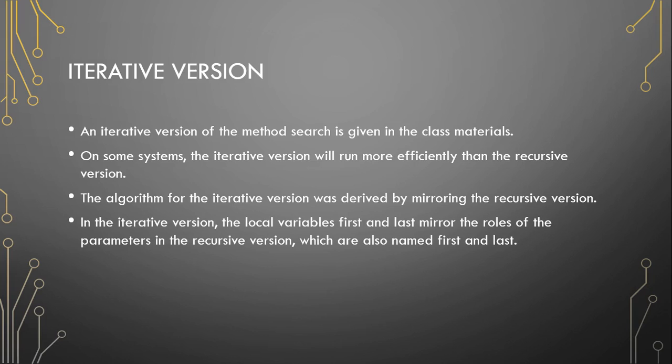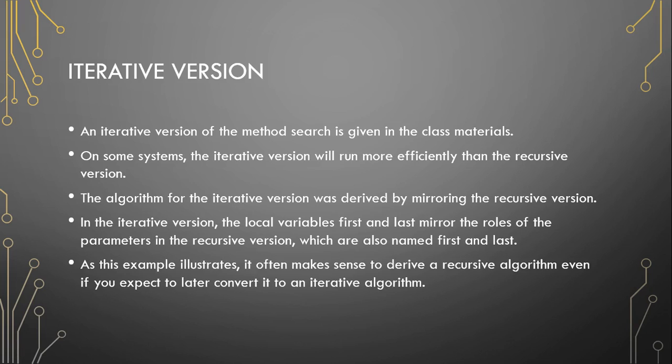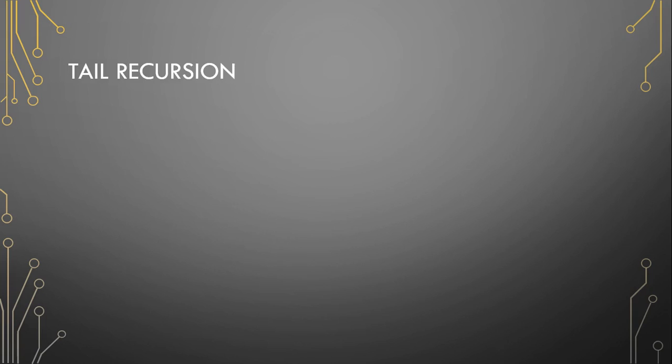In the iterative version, the local variables first and last mirror the roles of the parameters in the recursive version, which of course are named first and last. And as the example illustrates, it sometimes makes sense to derive a recursive algorithm, even if you expect to convert it later to an iterative algorithm. Remember, sometimes the recursive algorithms are easier to write.